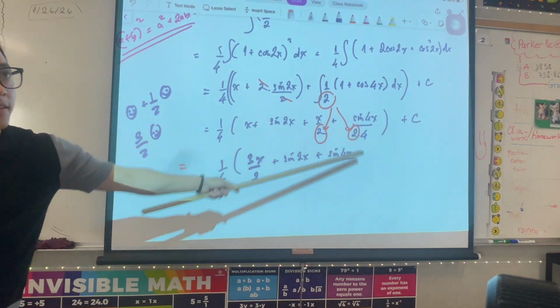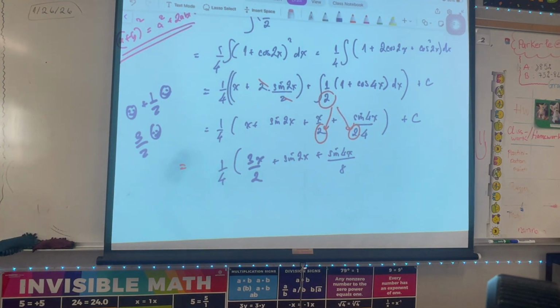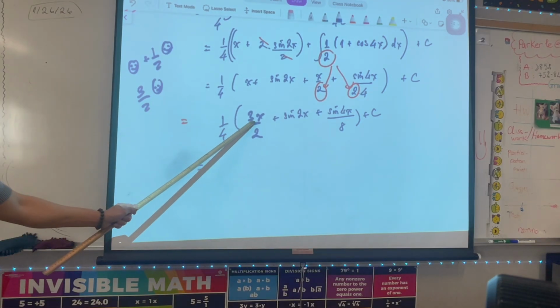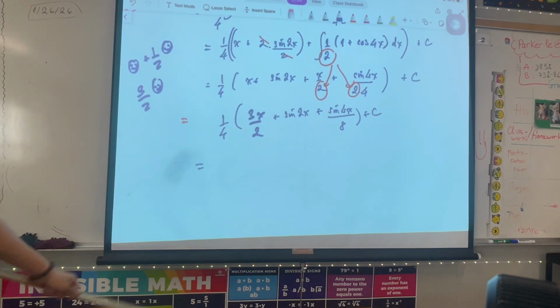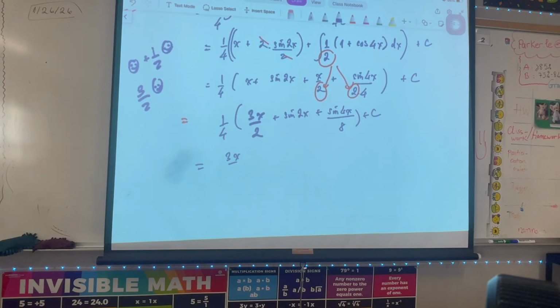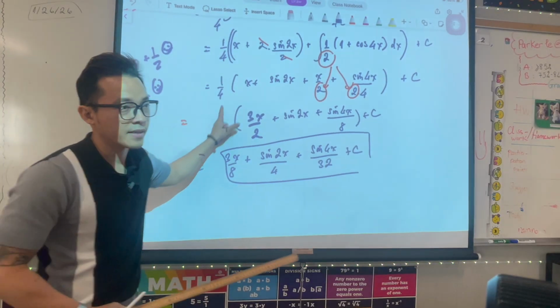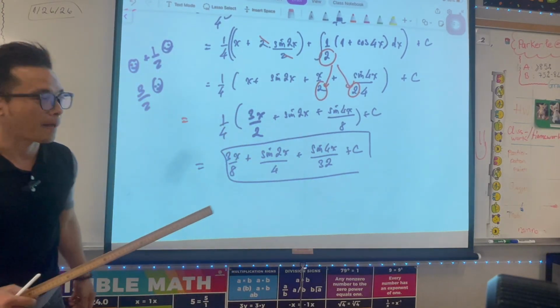Over 8. What's the answer then? 3x over 8 plus sine 2x over 8 plus sine 4x over 32. I just distribute 1 over 4. Yeah.